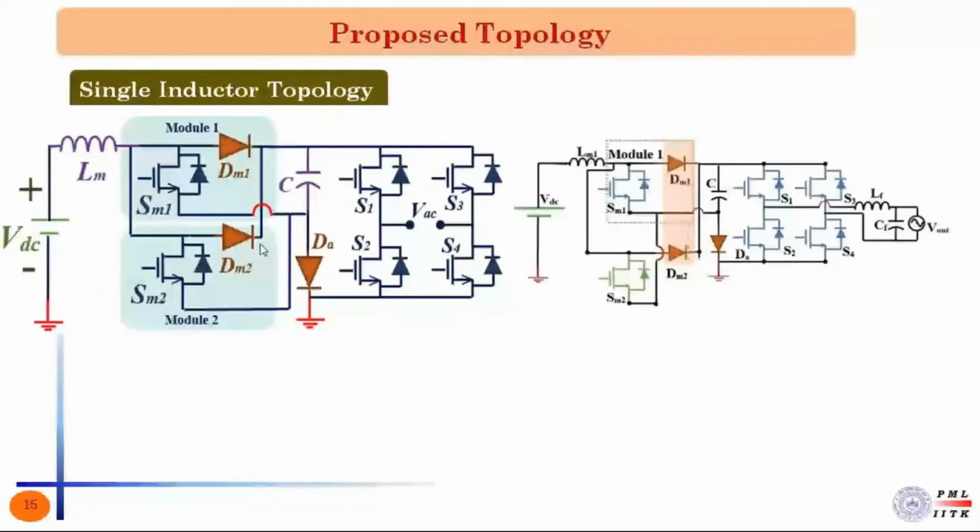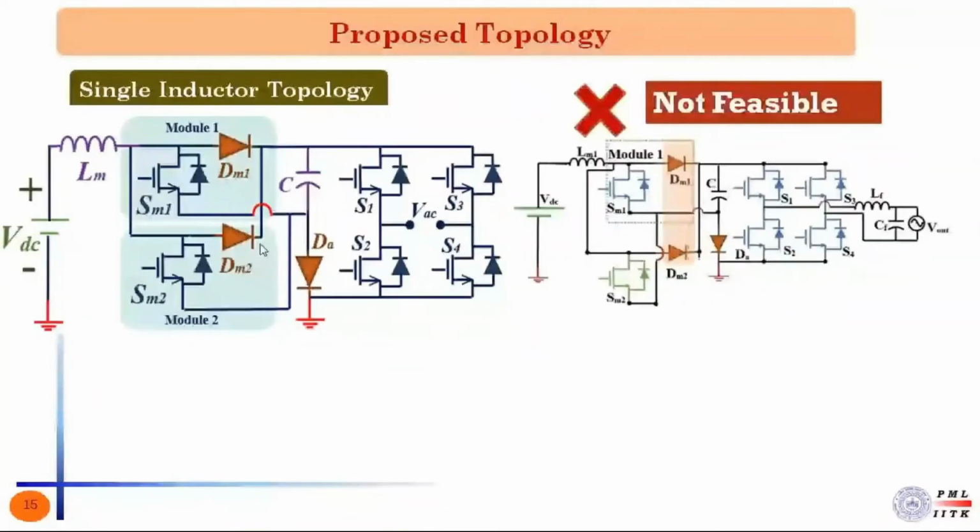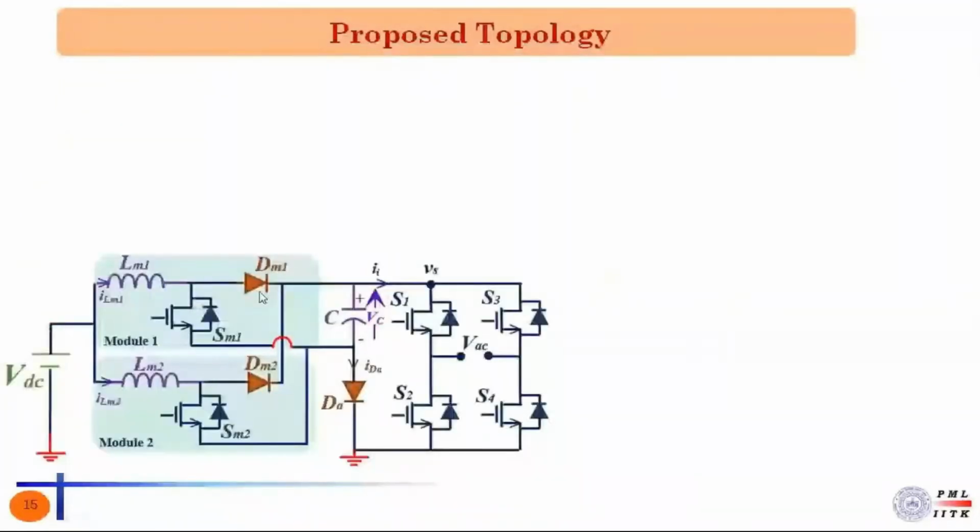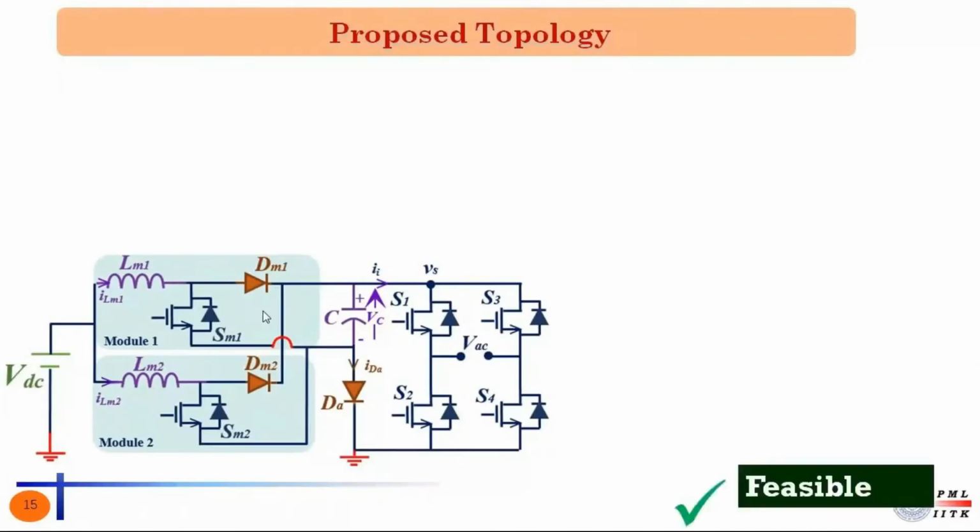Now let's see the topology where the inductor LM1, switch SM1, and the diode DM1 are connected to form one module, and two such modules are connected in parallel. Here, this topology facilitates the division of input current into two interleaved modules, thereby reducing the current stress in each module. So this is a feasible topology. This is our proposed topology, which is named as interleaved CFSI or ICFSI.